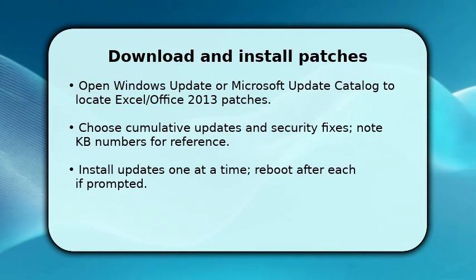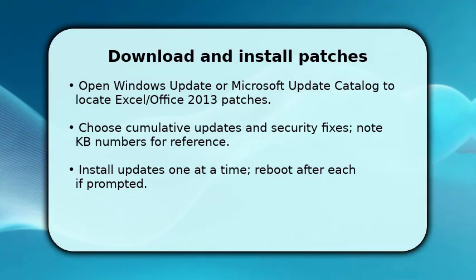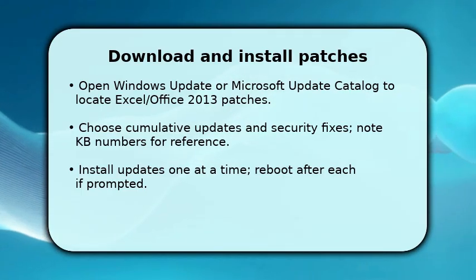Now you locate and download the appropriate Excel 2013 updates. Start with Windows Update or visit the Microsoft Update catalog and search the Office 2013 KB numbers. Choose Cumulative and Security Patches first because they contain prior fixes.